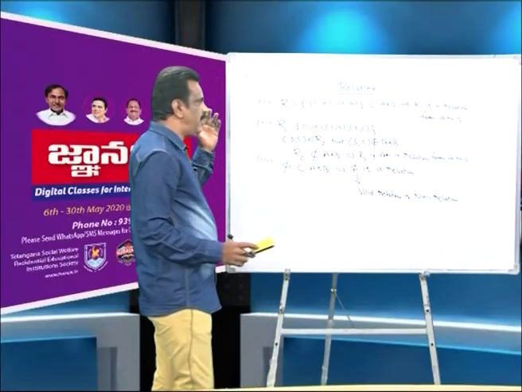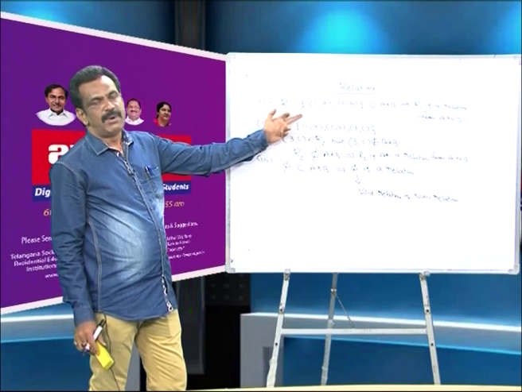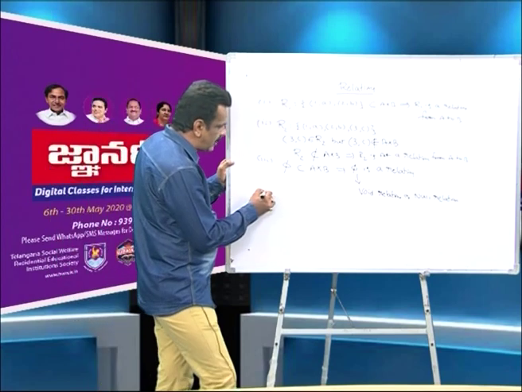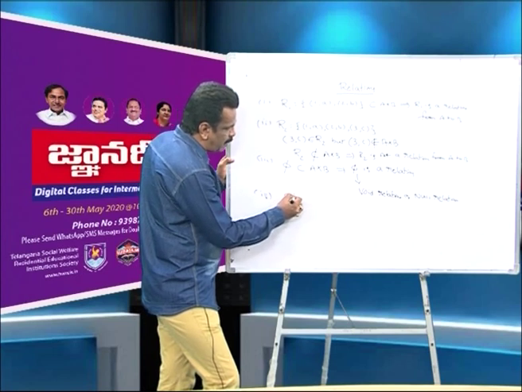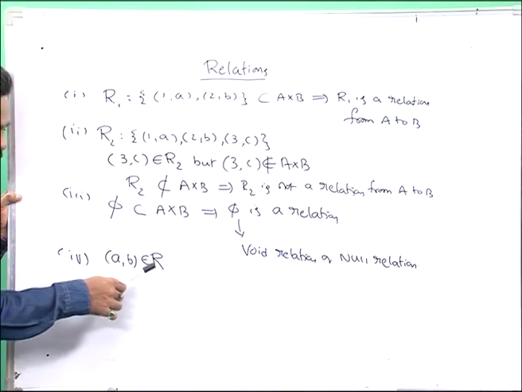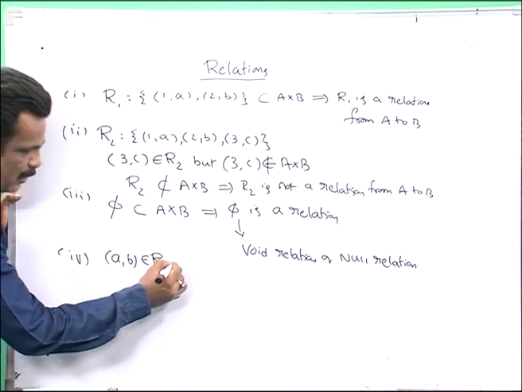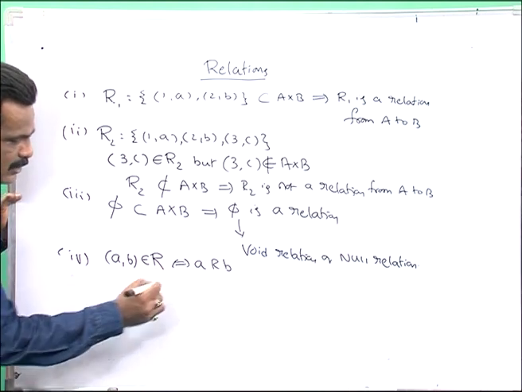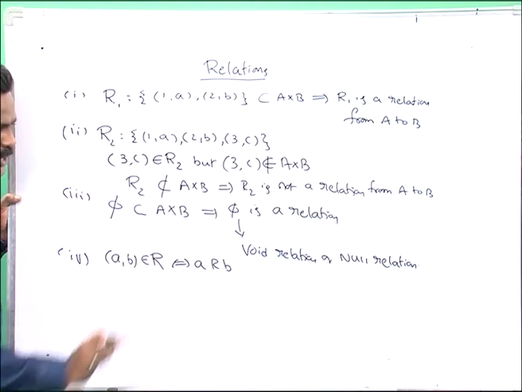So like that we can identify whether a given set of ordered pairs is a relation or not by observing whether that is a subset of A cross B. And as a fourth point, just notation we are discussing: suppose (a, b) belongs to R. (a, b) belongs to R means a and b are connected by the relation R. We can apply the symbol aRb, and writing aRb or (a, b) belongs to R, both have the same meaning only.